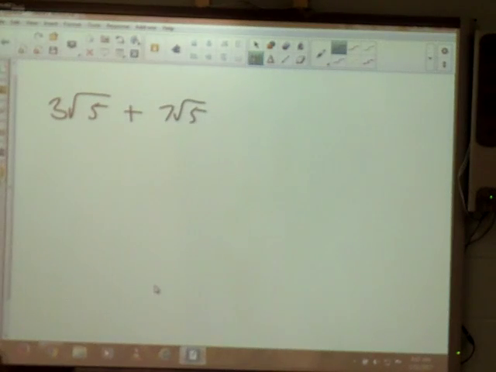Alright, adding and subtracting radicals here. I've got 3 square roots of 5 plus 7 square roots of 5. Some things we gotta know.